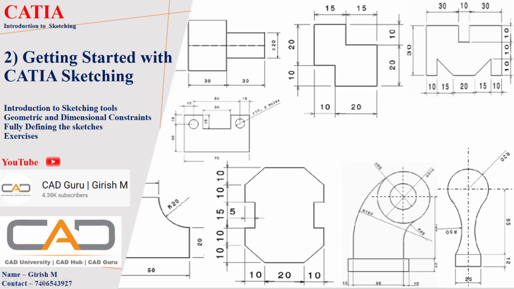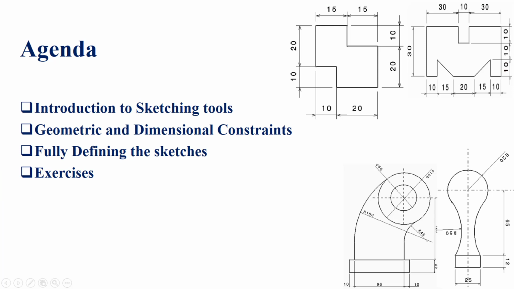I'm here with a new session on CATIA, that is getting started with sketching. The agenda here is to deal with the CATIA sketching tools, how to use them, and all the ways to use them in a shortest form or in shortcut form. Geometric constraints and dimensional constraints, how to use them, fully defining the sketch, and we'll see a few of the exercises as you could see at your right. So we'll cover a few of the exercises.